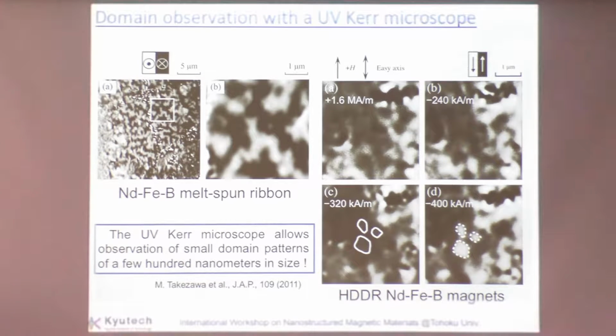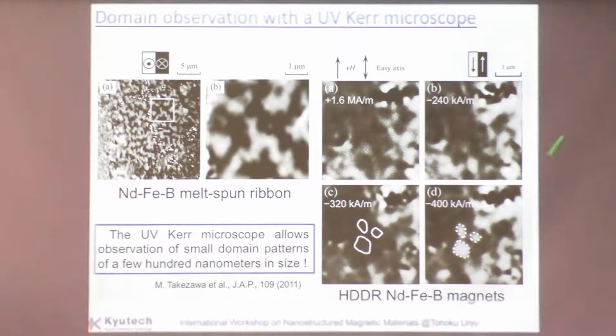In our observation, we observe the magnetic domain of the neodymium iron boron melt-spun ribbon. The melt-spun ribbon has very small grains, so we can see a very small domain pattern. This is a 1 micron scale. So you can see that a sub-micron domain pattern can be seen by using this UV microscope system.